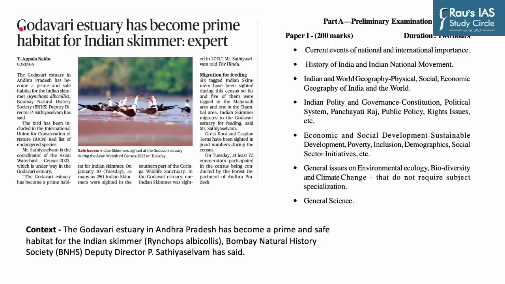Our next discussion is based on this news which featured on page number 5 of the Hindu newspaper. News tells that the Godavari estuary in Andhra Pradesh has become a prime and safe habitat for the Indian skimmer, scientific name Rhynchops albicollis. And this statement has been given by the director of the Bombay Natural History Society, that is BNHS. Now, this news is important from the preliminary examination perspective as general issues on environmental ecology, biodiversity and climate change have been mentioned.